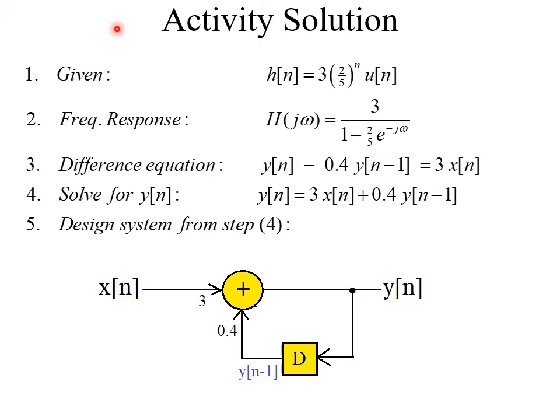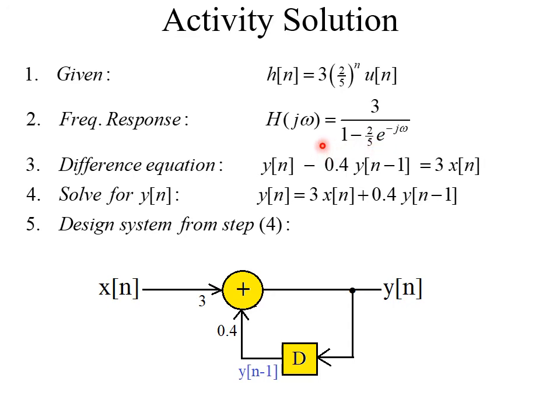Okay, here are the solutions to this activity. So you were given the following impulse response, 3 times 2/5 to the n times u of n. The frequency response just comes from inspection. We have a 3 out in front, that goes on top. We have 2/5, that's the value of a, so it's 1 minus a times e to the minus j omega, so a is 2/5.